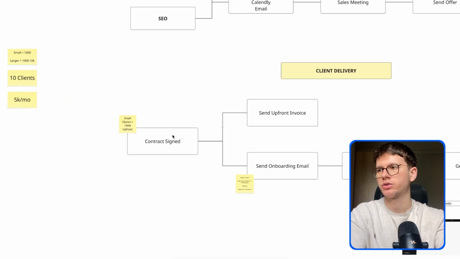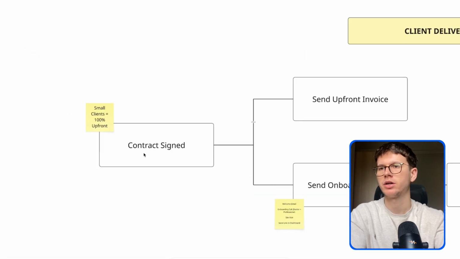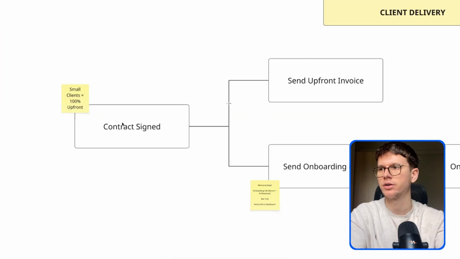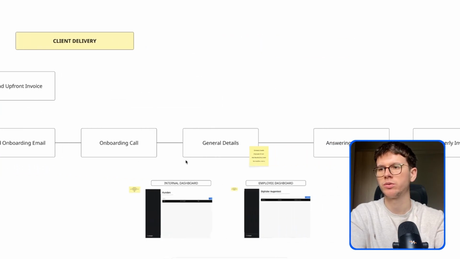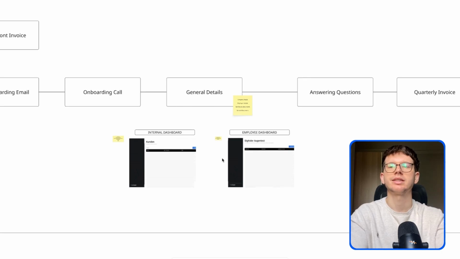So here they want to have the contract signed, small clients, 100% upfront. So just extra notes that I thought I added here, just from what he told me on the call. You want to send upfront invoice, onboarding email, onboarding call, general details. And then he has 2 different dashboards for clients.